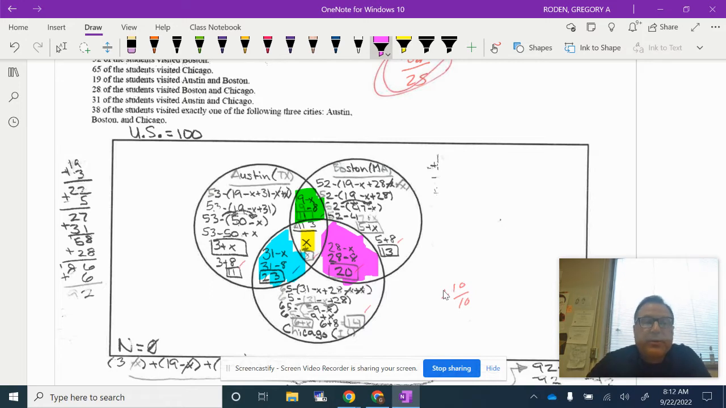And up top, what do we got? We have Austin and Boston. Austin and Boston is 19. So that's the green section. So that's 19 minus X.